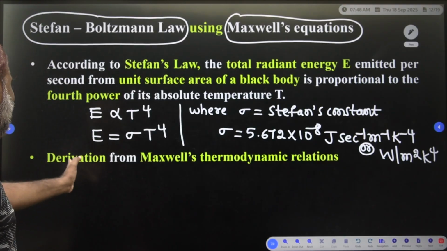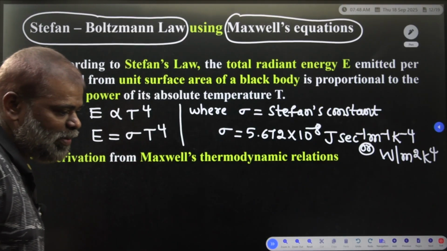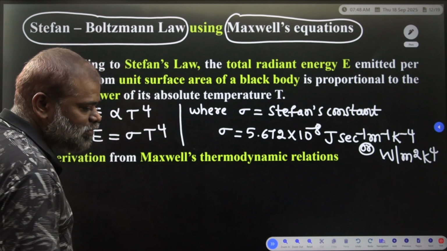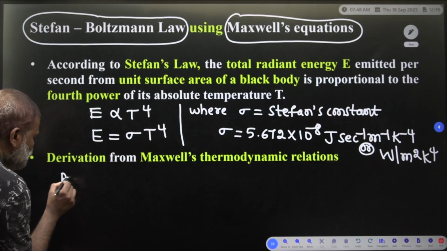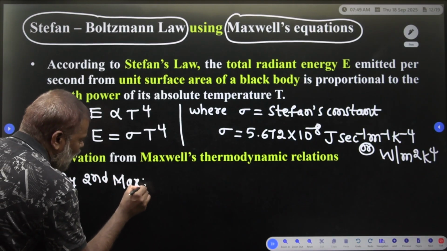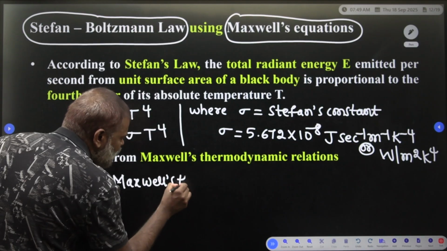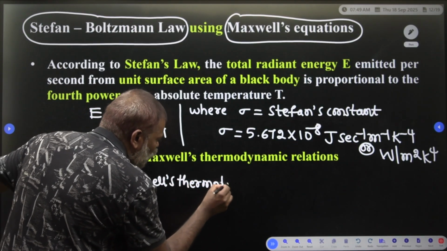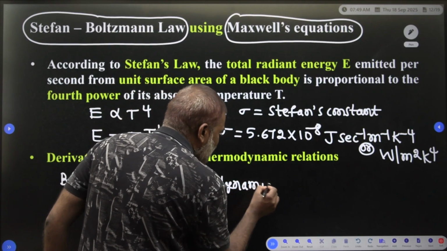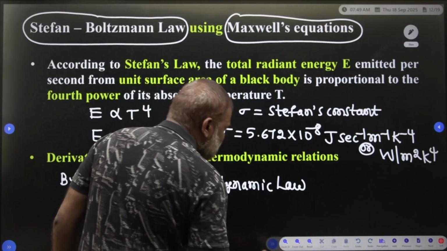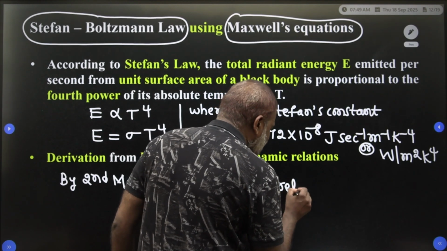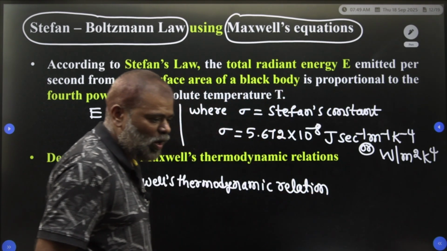Now we need to derive the thermodynamic relation from Maxwell's relation. Here we are going to take the second Maxwell thermodynamic relation. So this you have to take as a relation, not a law. This is the relation you are going to take.